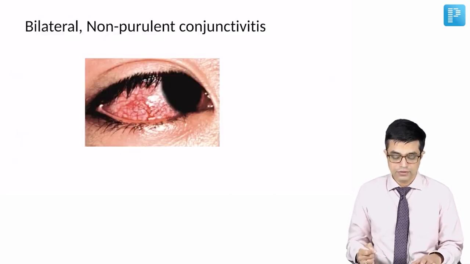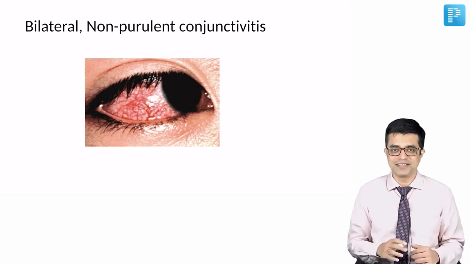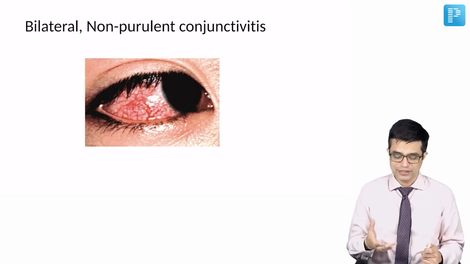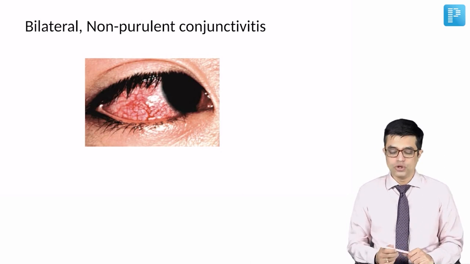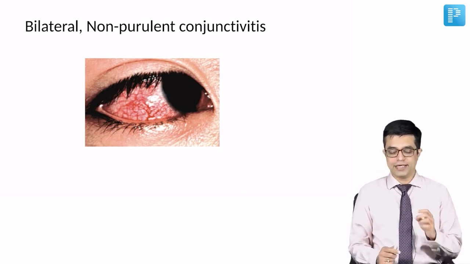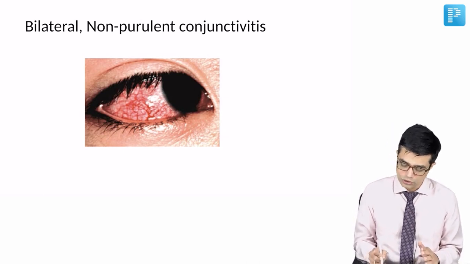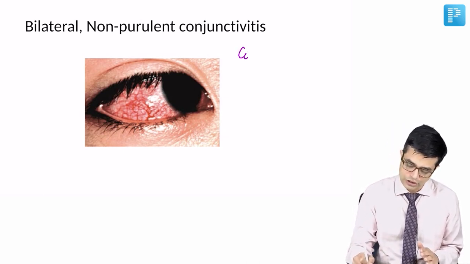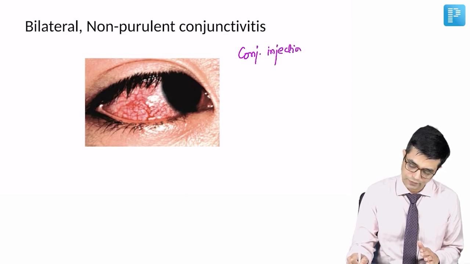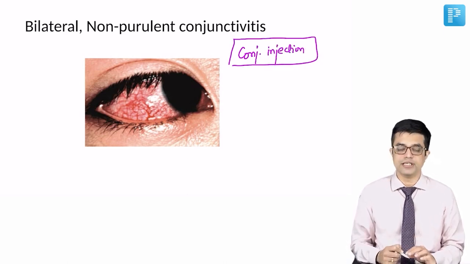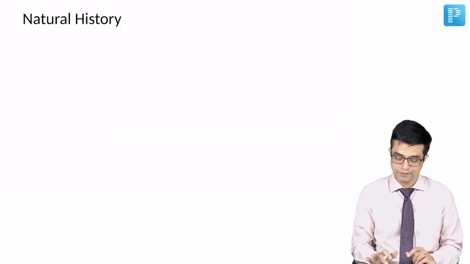This is a photograph showing you bilateral, this is one eye, so it is not bilateral, but both the eyes, if they are shown, this is a photograph taken from Nelson, non-purulent conjunctivitis. There is intense inflammation occurring in the eyes without any pus discharge, and so we also use the term conjunctival injection. The term conjunctival injection is used to denote it.